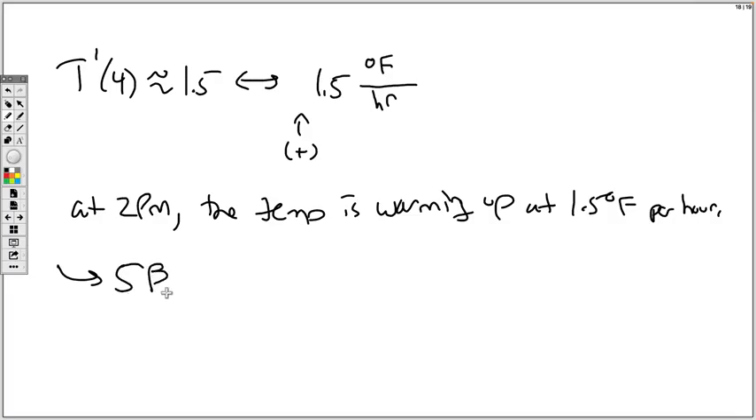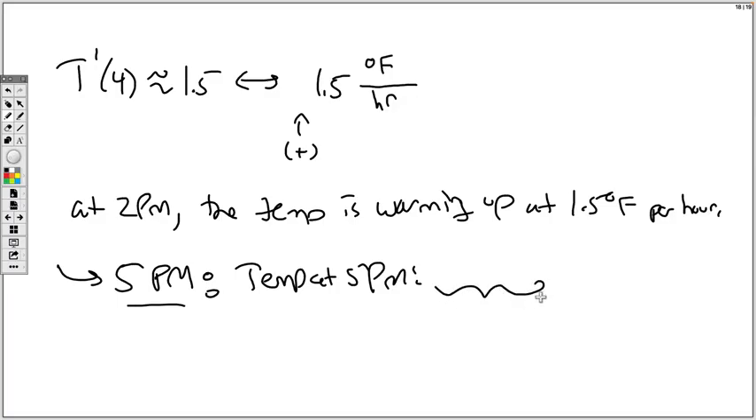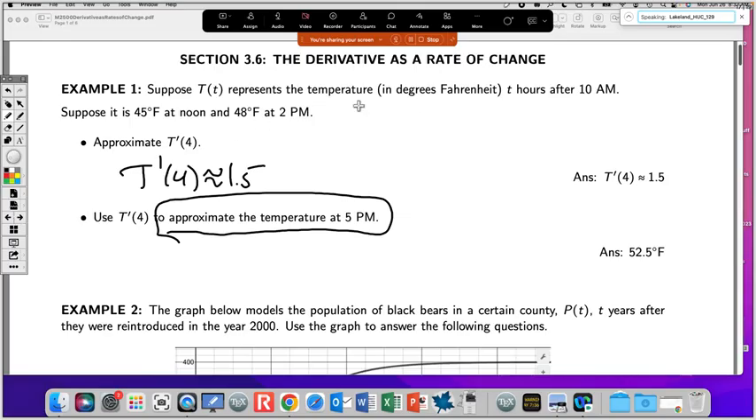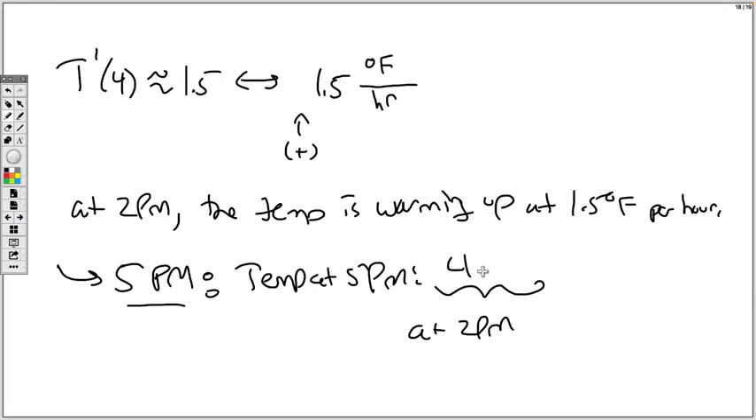So let's look at 5 p.m. If we want to use this information to approximate what's going on at 5 p.m., how would we do it? From 2 p.m. to 5 p.m., that's how many hours? 3 hours. According to our derivative, the temperature is increasing at 1.5 degrees per hour. So the temp at 5 p.m., we're going to start at 2 p.m. What's the temperature at 2 p.m.? 48 degrees Fahrenheit, and then I'm going to add how much to it?